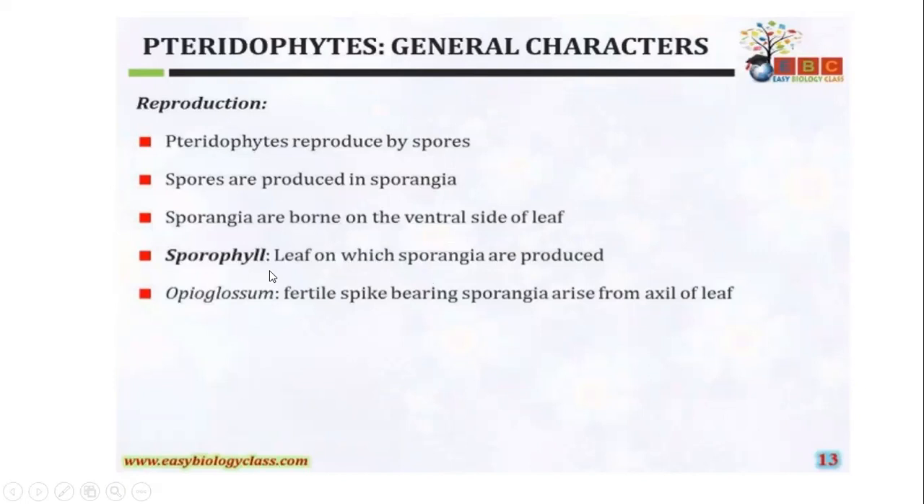Am I clear? The leaves which are going to have these sporangia, we call sporophylls. So don't get confused: sporangia and sporophylls. Sporangia are sacs, like a bag-like structure, inside which the spores develop. These sporangia grow on the leaves, so we call our leaf a sporophyll. Phyllum, phylloid, always means leaf. The leaf which is going to have sporangia is called the sporophyll. From our sporangia, the spores will come out. Am I clear?